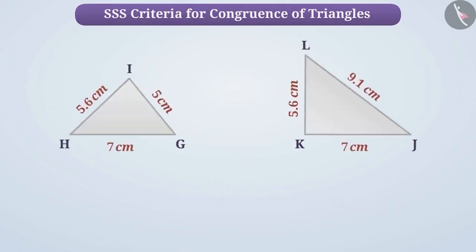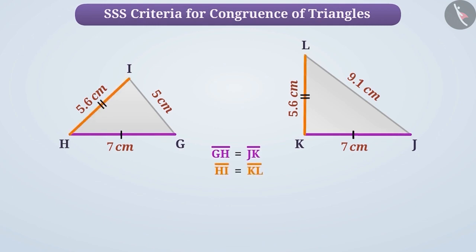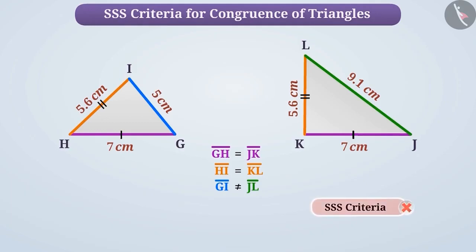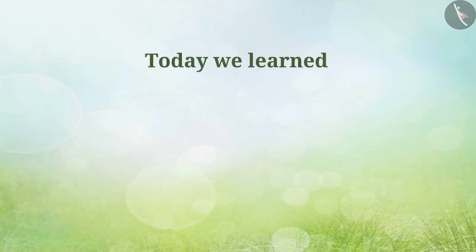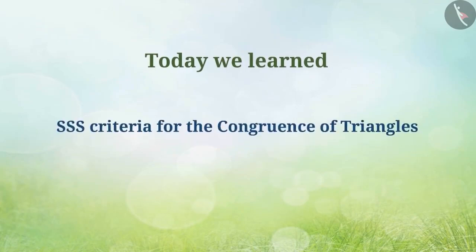Now, if we talk about triangle GHI and triangle JKL, then here GH is equal to JK and HI is equal to KL. But the third corresponding sides GI and JL are not equal. Hence, SSS congruence rule is not applied, which concludes that triangle GHI and triangle JKL are not congruent. By now, you must have understood the SSS congruence rule thoroughly. Today we learned SSS criteria for congruence of triangles. In the next video, we will see some examples related to this.